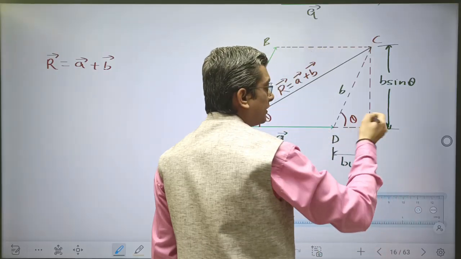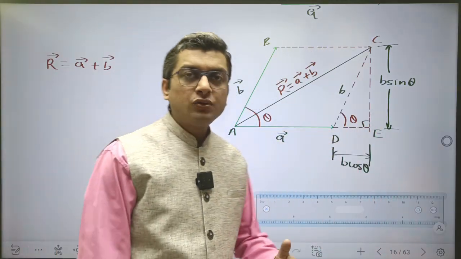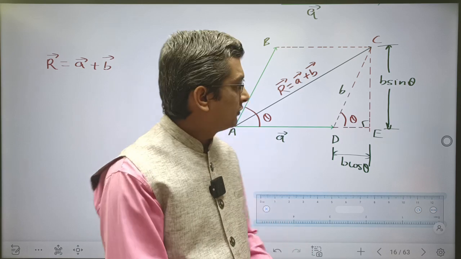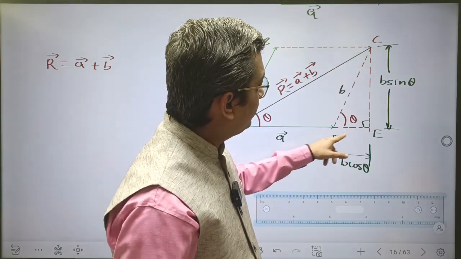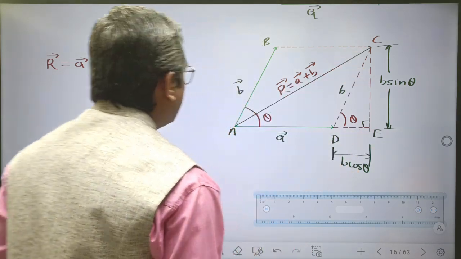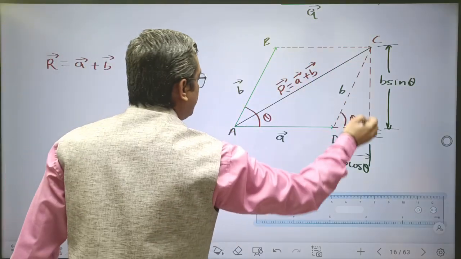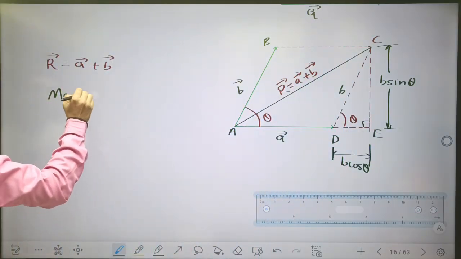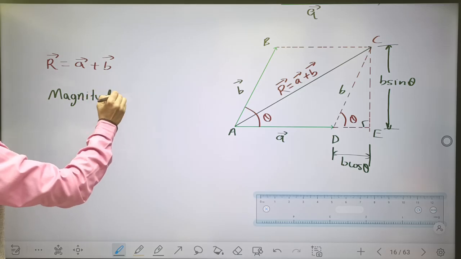This is opposite to angle theta. And you can go through the lecture on basic trigonometry, that is part of the basic maths. So this CE is B sin theta, this DE is B cos theta. Now in triangle ACE, I am going to derive the magnitude. So what we are finding is the magnitude of the resultant vector.